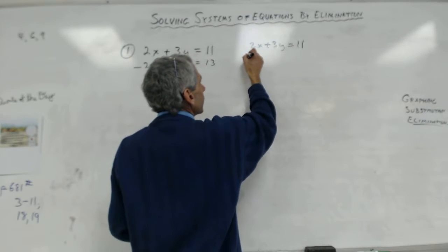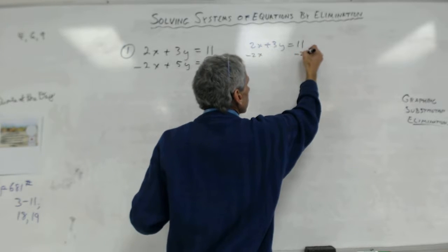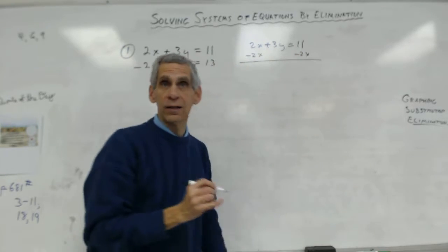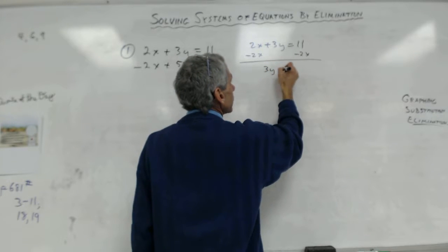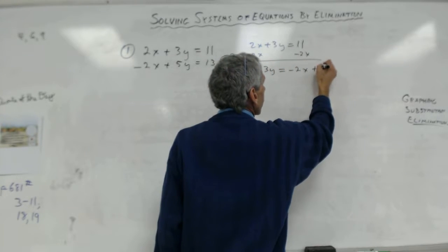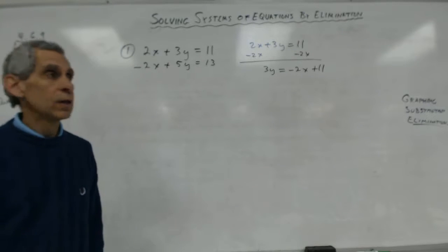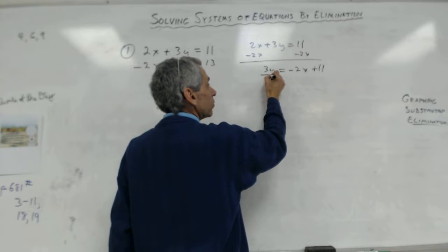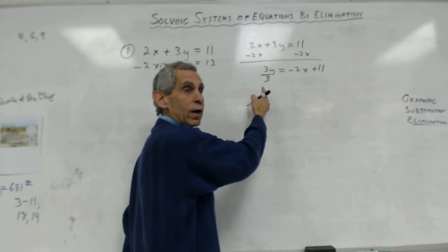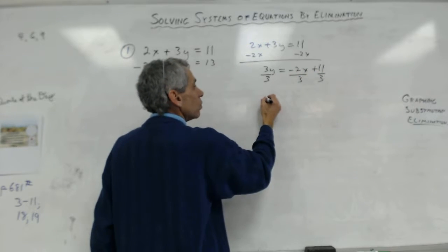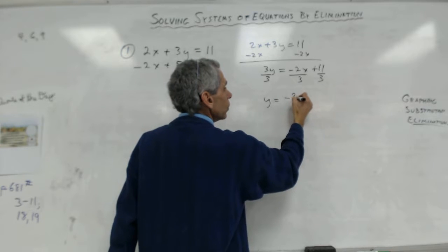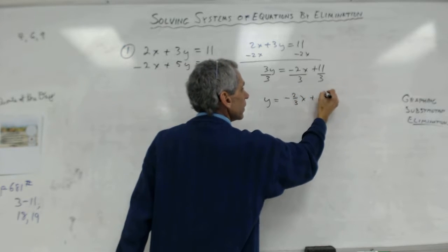So let's say I subtract 2x from both sides, right? Because I have to say y equals. So I have 3y is equal to negative 2x plus 11, right? You with me? Okay, so now I'm going to divide by 3, because it has to say y equals, not 3y. Divide by 3, divide by 3. So I get y is equal to negative 2/3 x plus 11/3.